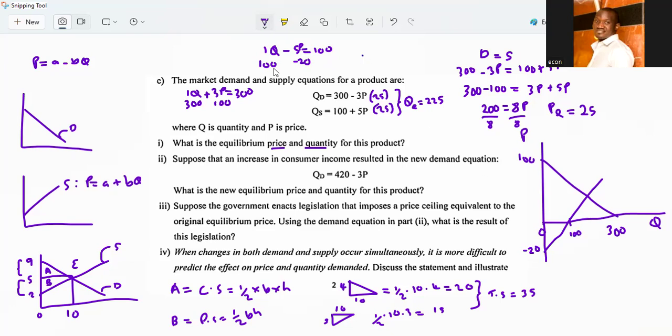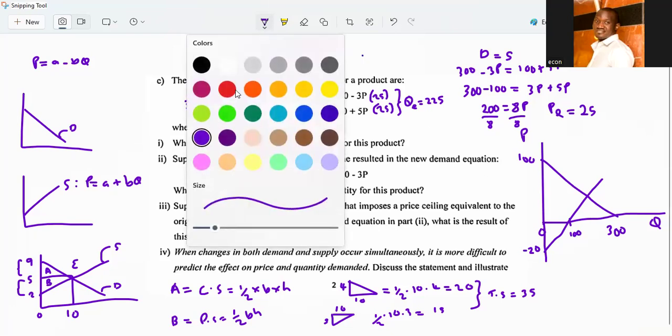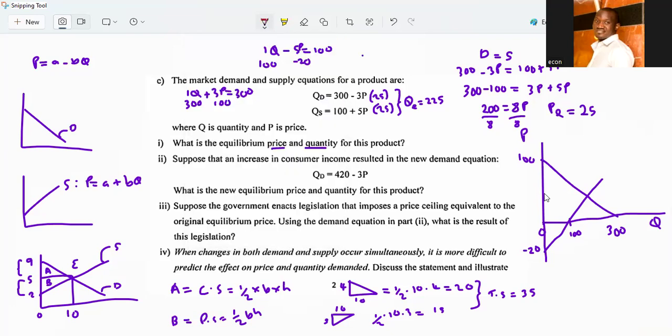So we're sketching this. So now let me use a different ink. So the equilibrium price was what? What was our equilibrium price? 25. The equilibrium quantity was 225. All right. Are we together so far at this point? Are we together at this point?